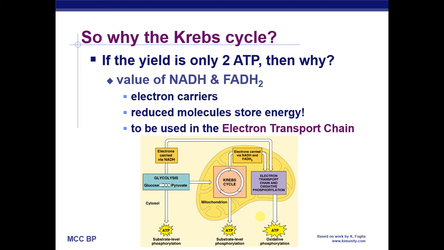So, if we only are getting 2 ATP, then why are we doing the Krebs cycle? And like we talked about, there's a value in these electron carriers, all right? From reducing those molecules to NADH and FADH2, we can use those electrons, and the electrons we stored earlier from glycolysis, in what's called the electron transport chain.